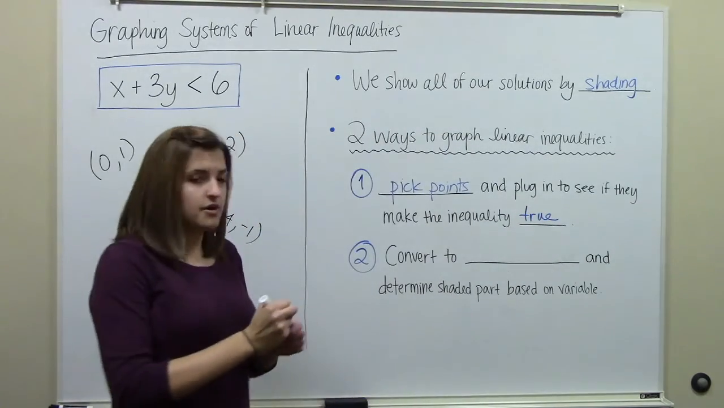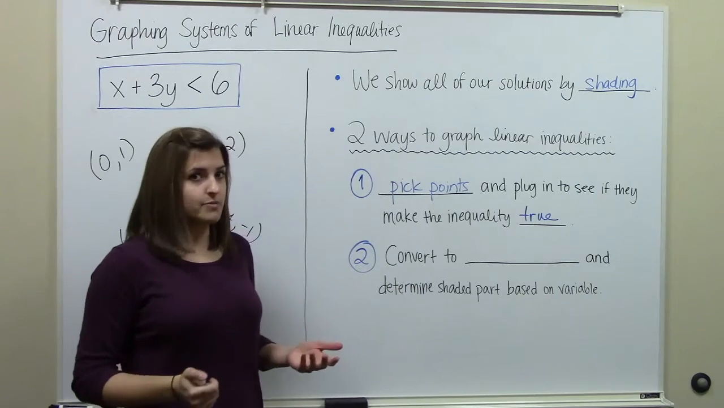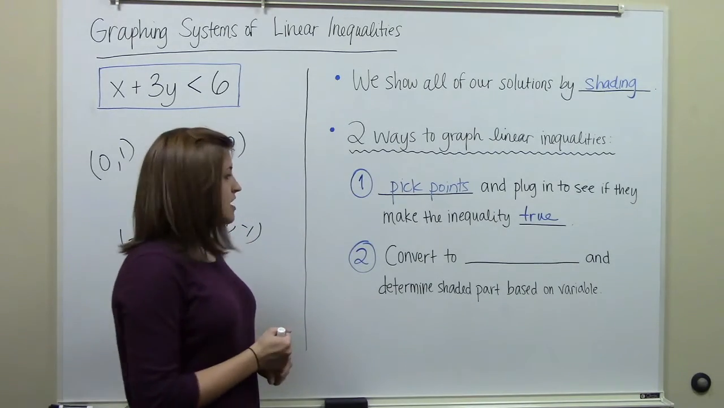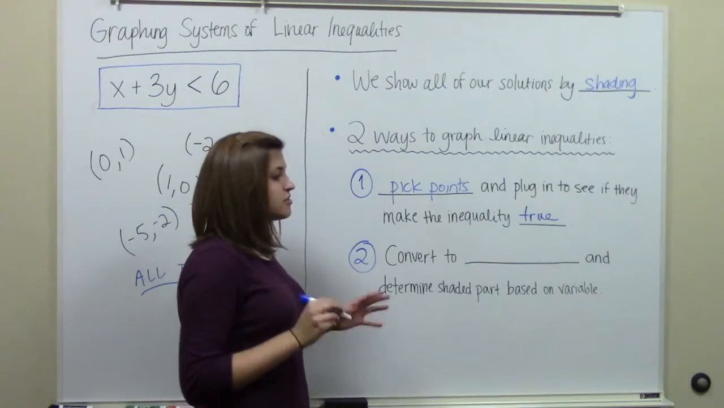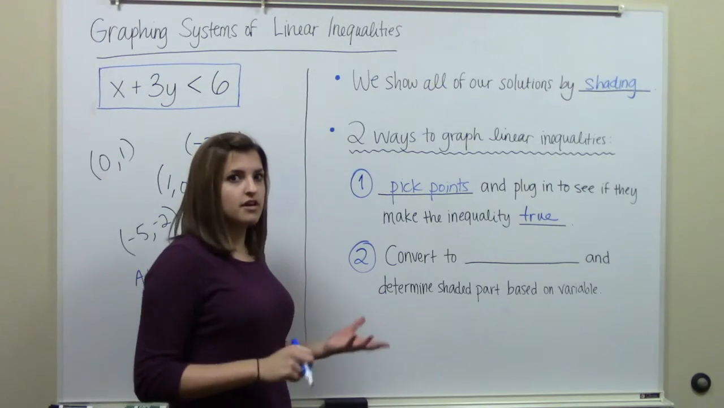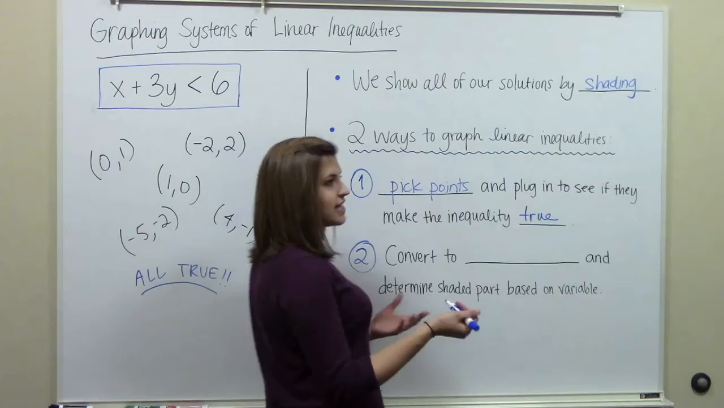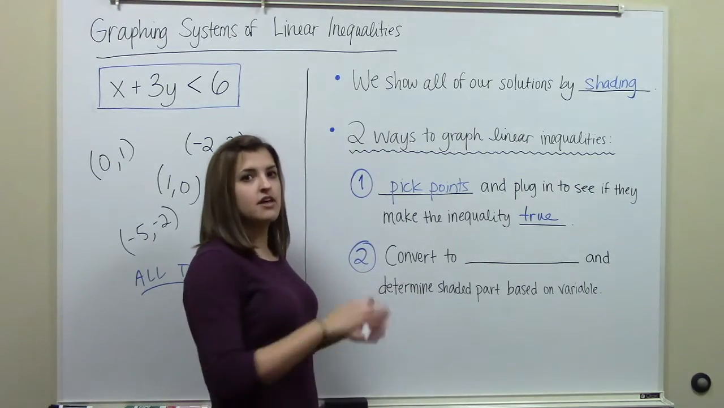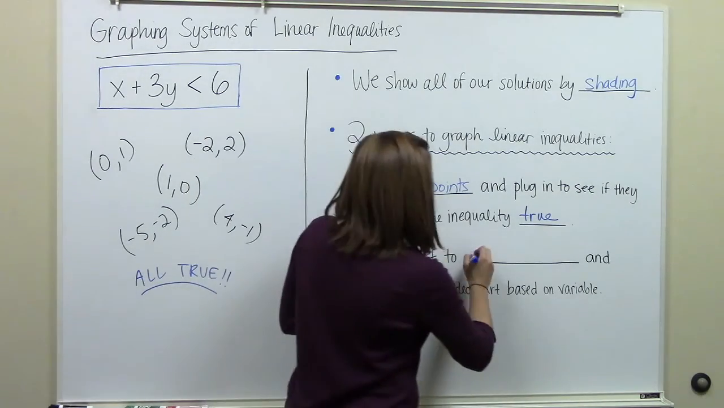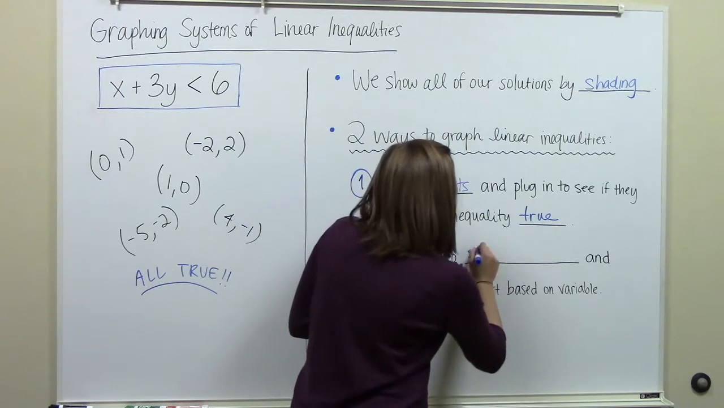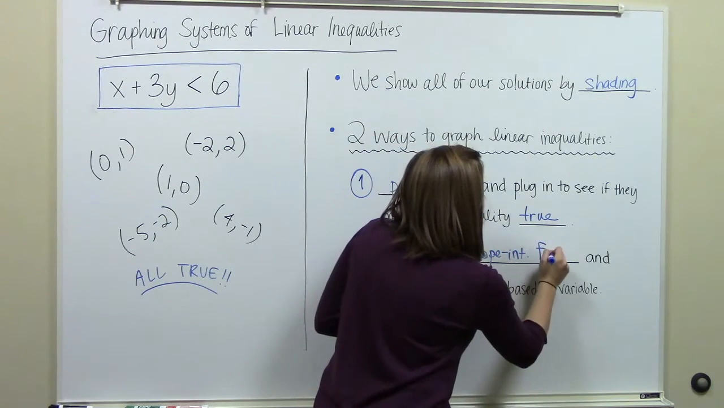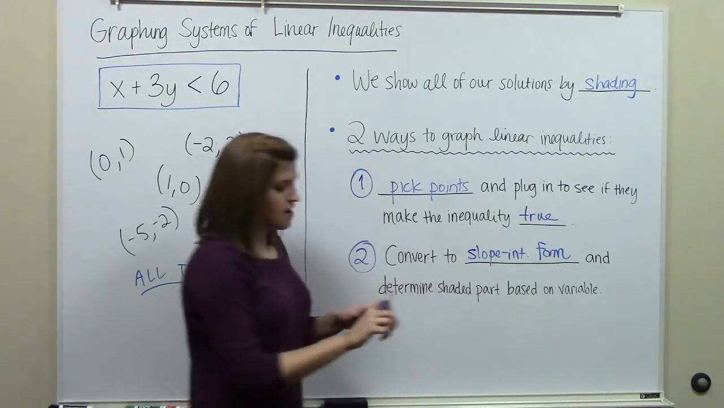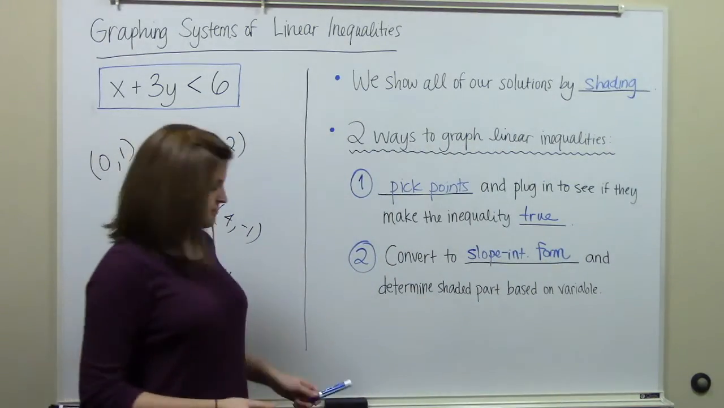We can also convert our standard form equation or inequality into slope-intercept form and determine the shaded part based on our variable and whether y is greater than or less than the rest of my inequality. So we can convert to slope-intercept form. All right, let's do some examples with these.